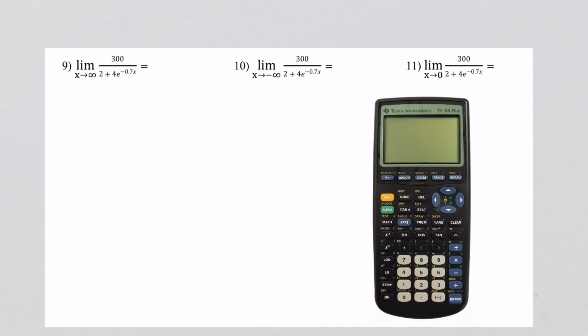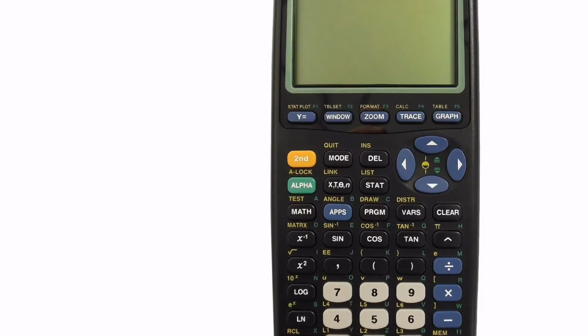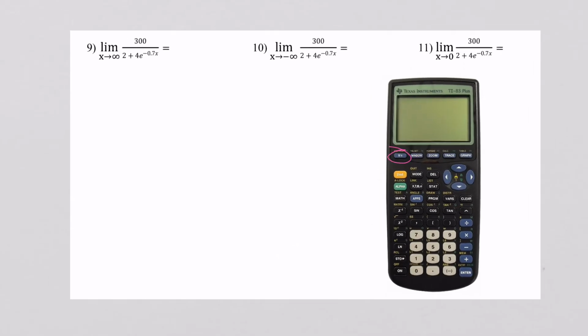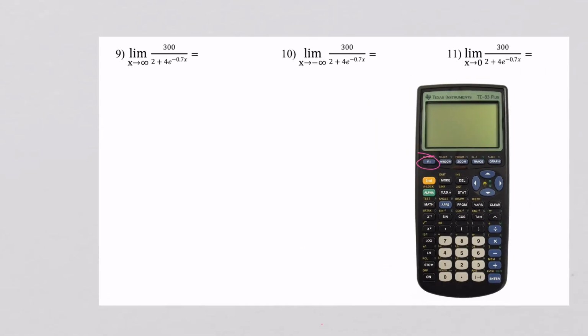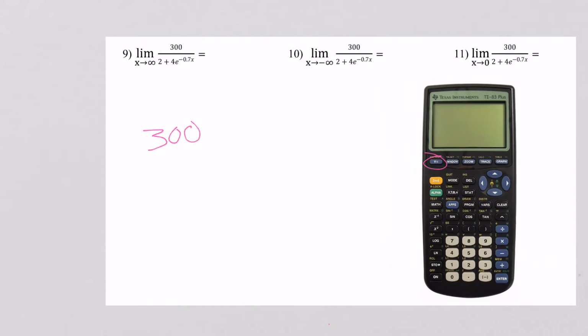use your table instead. So start by going into y equals and enter your function. Right? So y equals, then enter your function. How are you going to enter that thing? Well, you should enter it as 300 divided by parenthesis 2 plus 4.